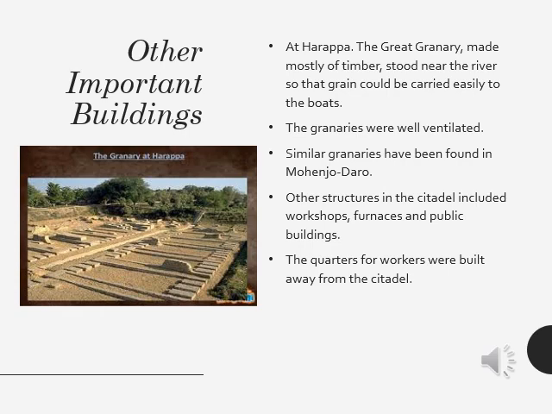Other structures in the citadel included workshops, furnaces. Furnaces means a large, very hot enclosed fire that is used for melting metal. And public buildings. The quarters, meaning houses for workers, were built away from the citadel.